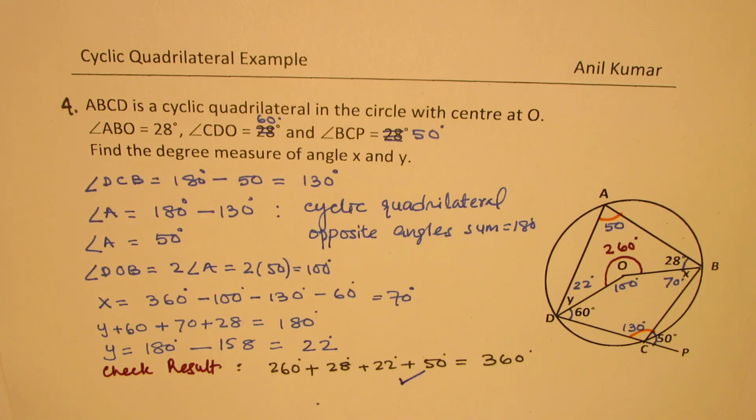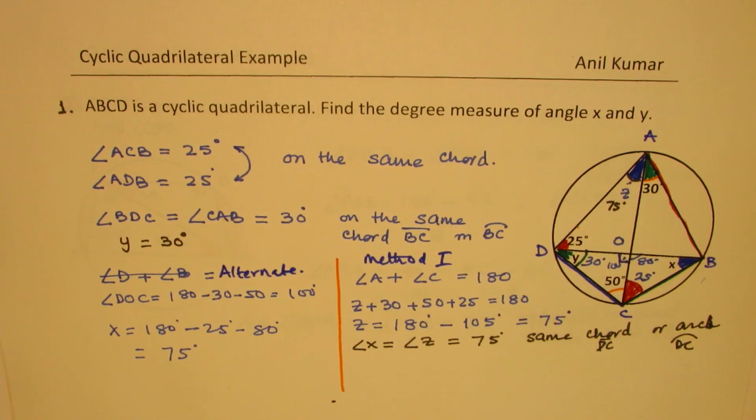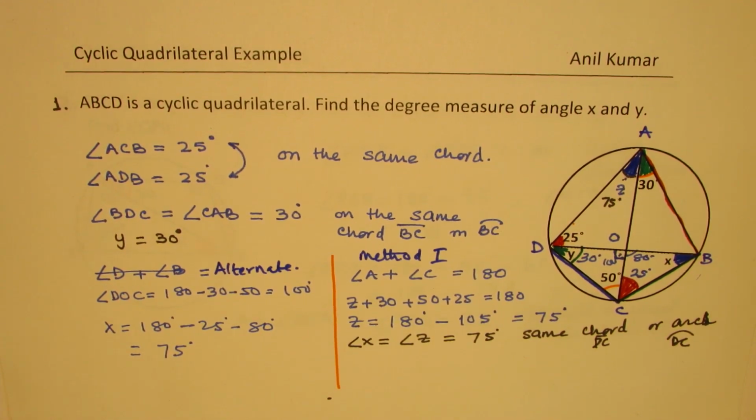And don't forget that the angles which are facing the same chord or congruent chords are always equal, and that helps to solve questions based on cyclic quadrilaterals.